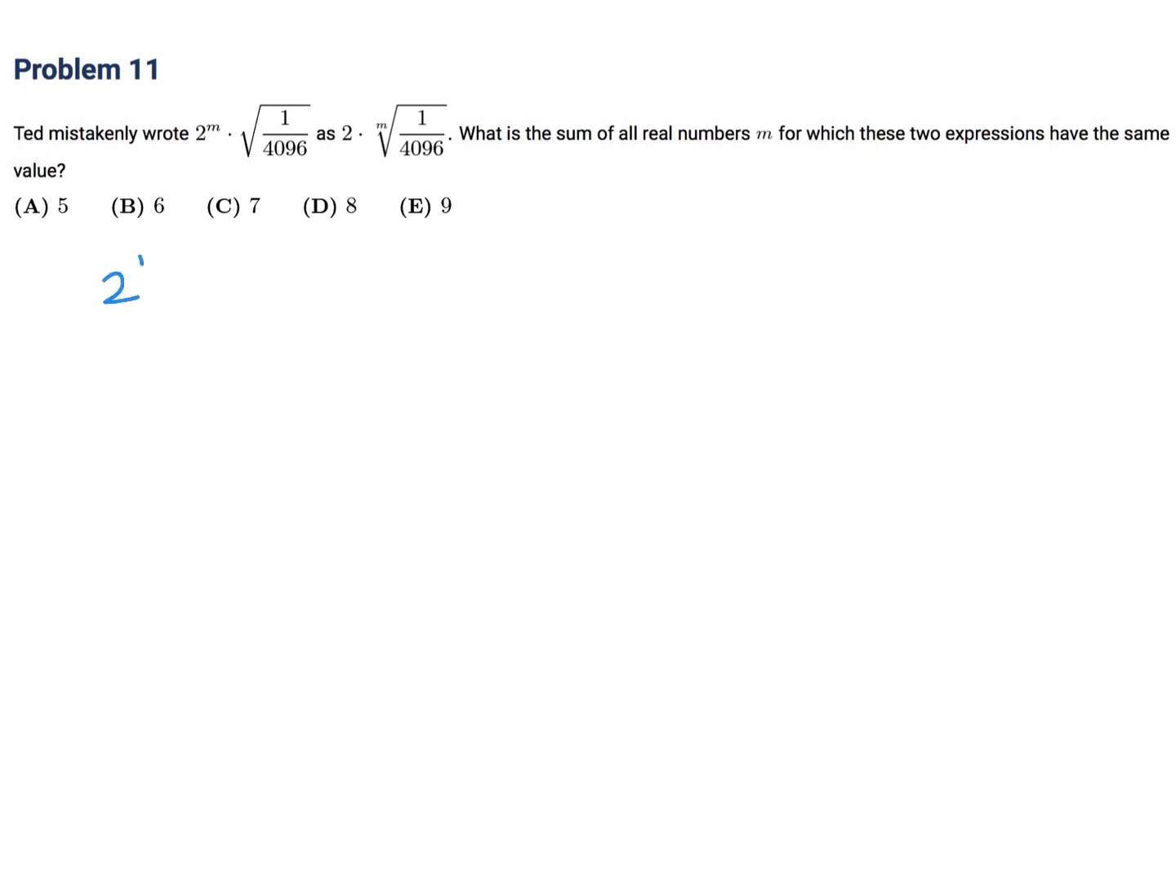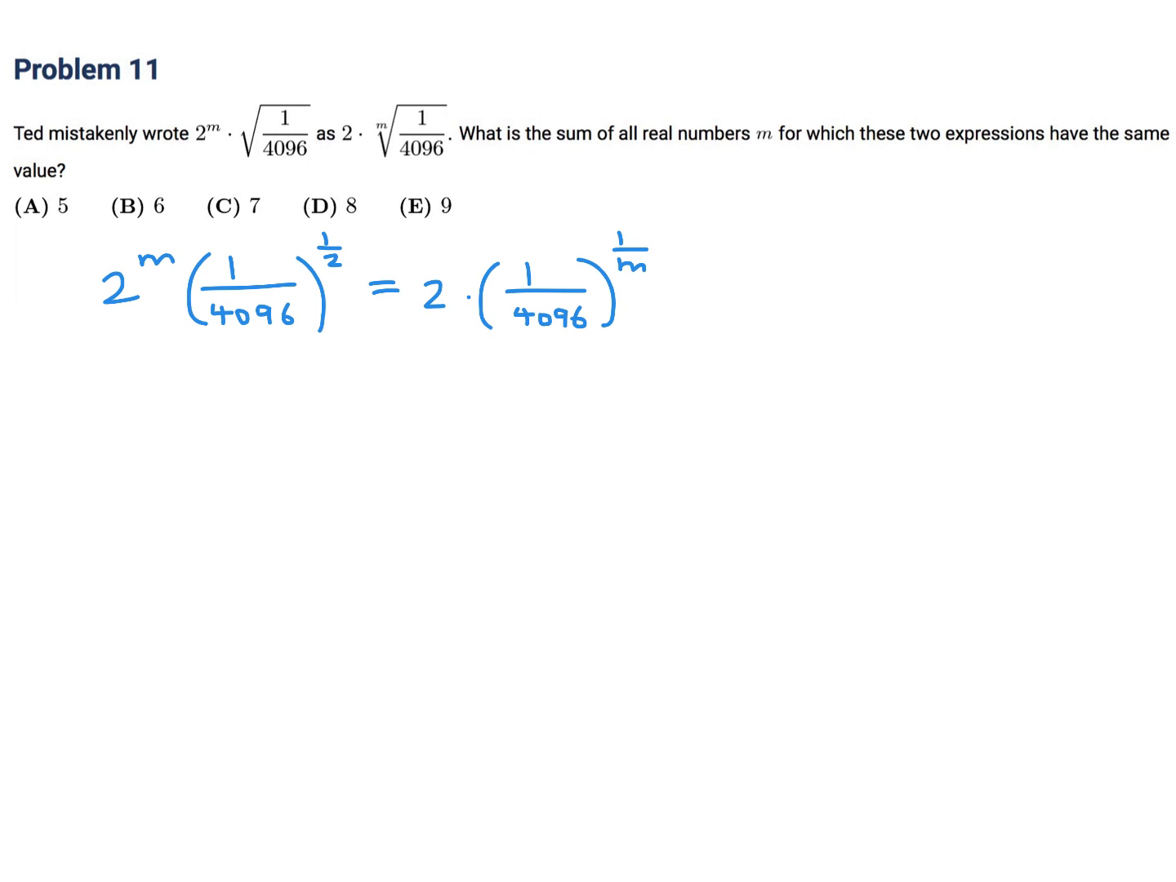First step was to set them equal to each other, and I will immediately convert this to exponents, where a square root is exponent one half. And this is 2 times 1 over 4096 to the exponent 1 over m. Okay, so off we go.